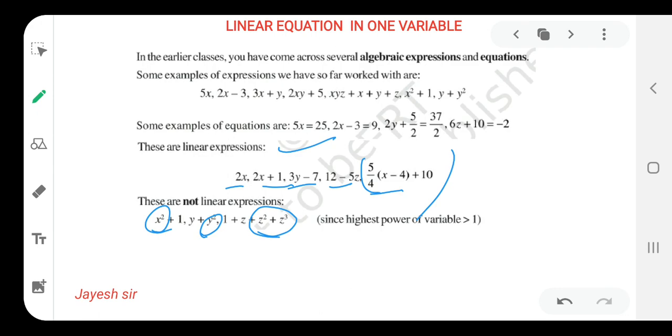The variable having the power 1 is said to be a linear variable, and the equation is called a linear equation. Again I am repeating, the variable having power 1, and the equation having that linear variable, is called a linear equation. So let's move further.